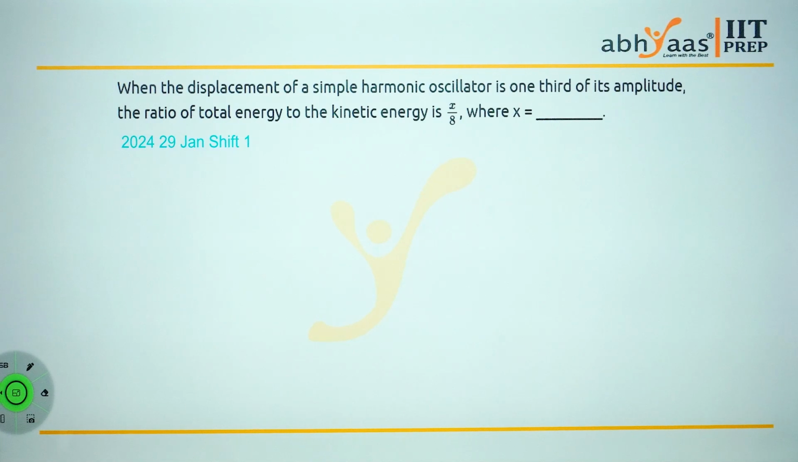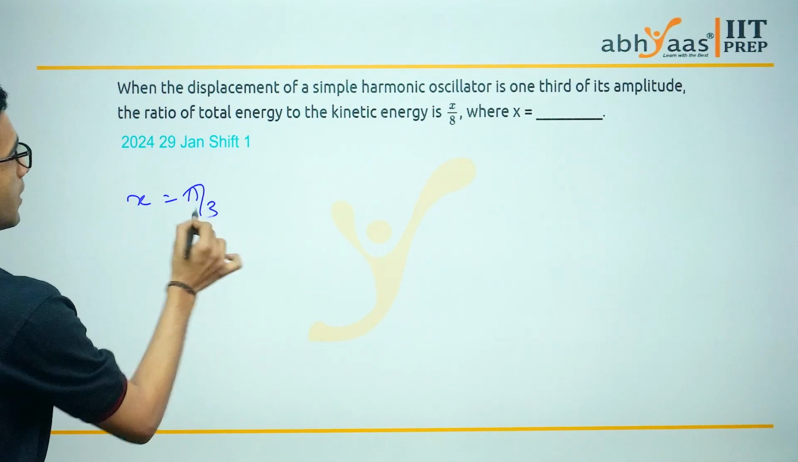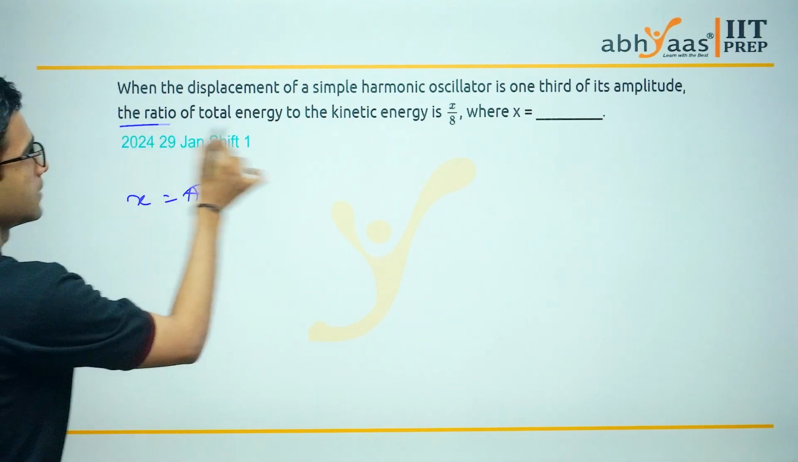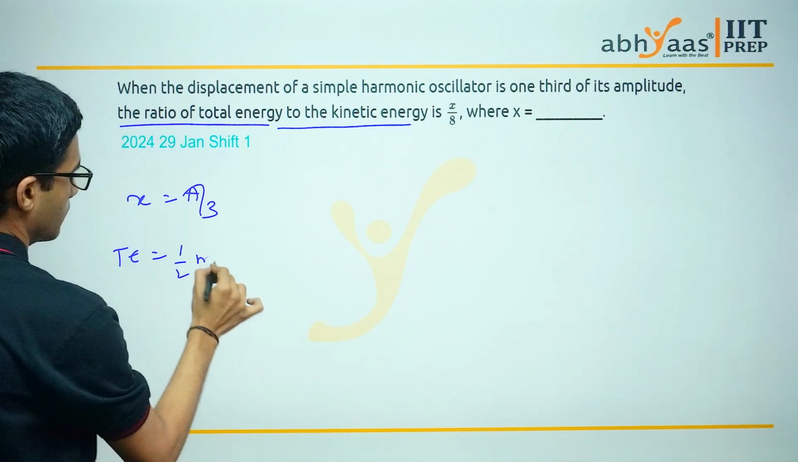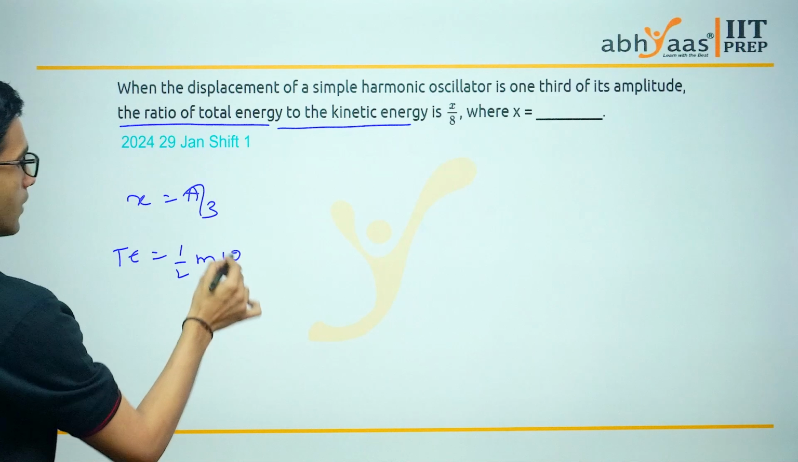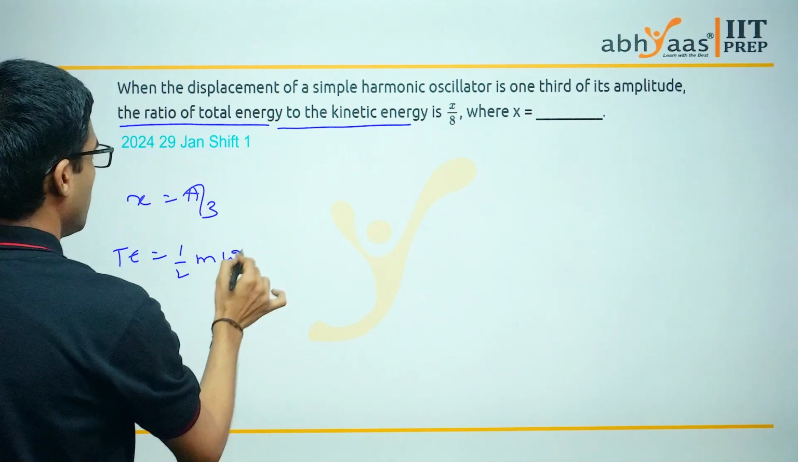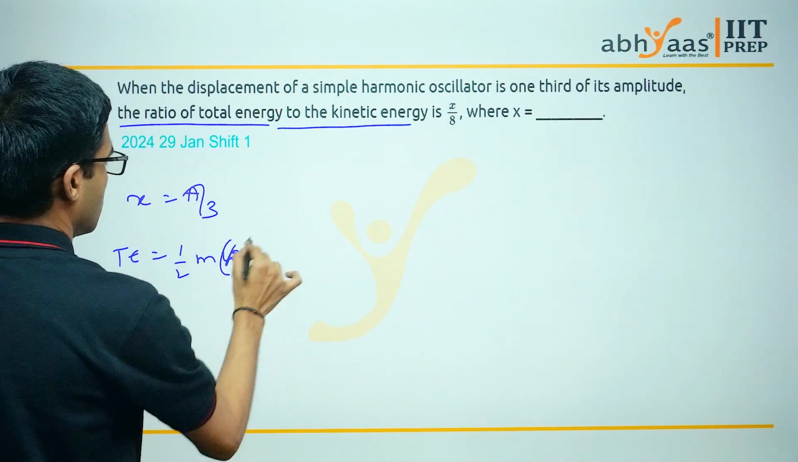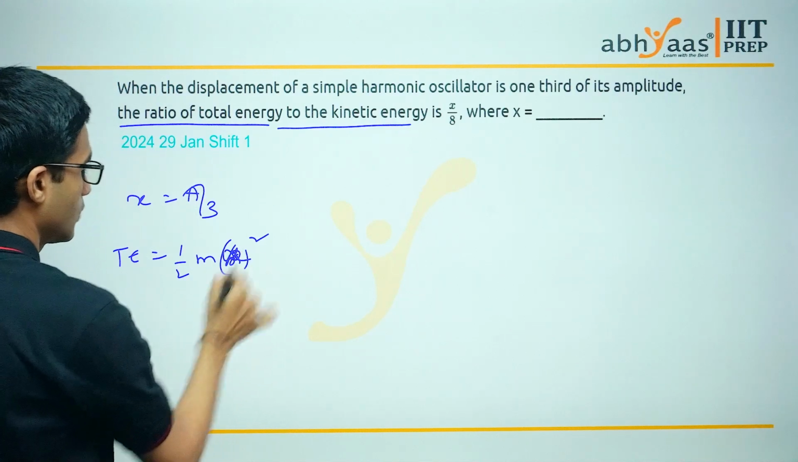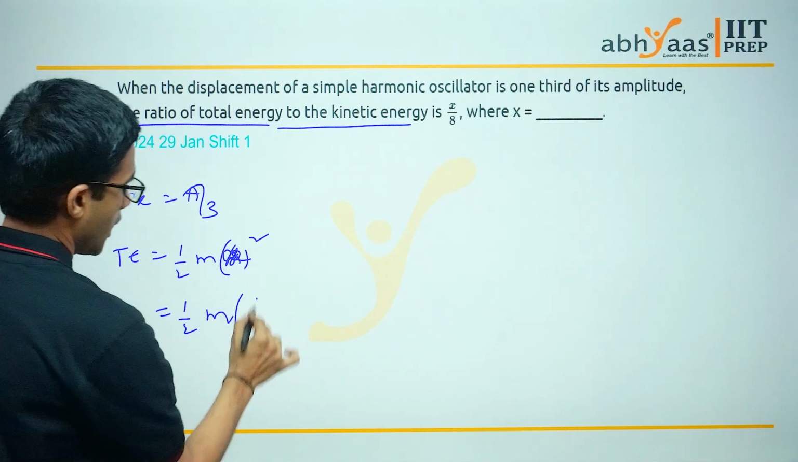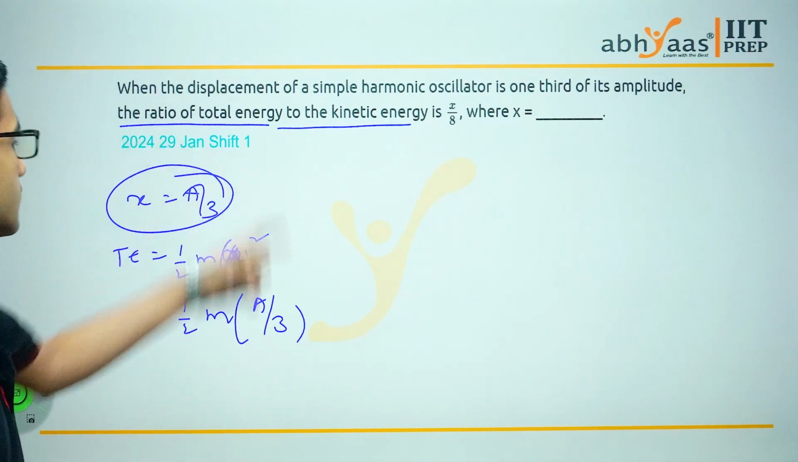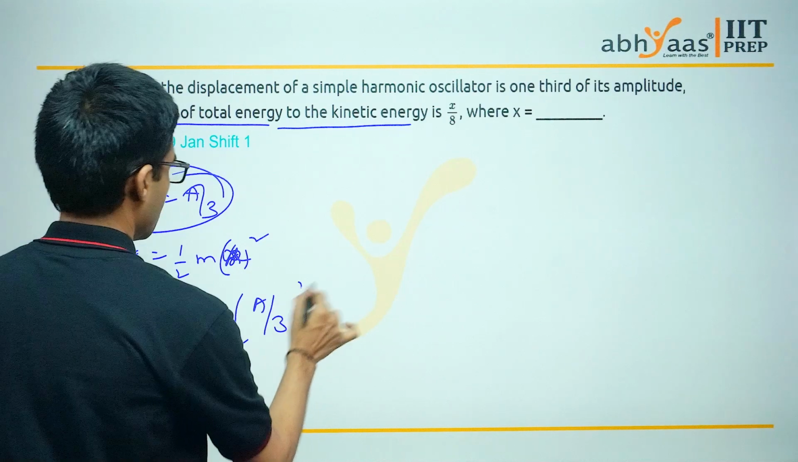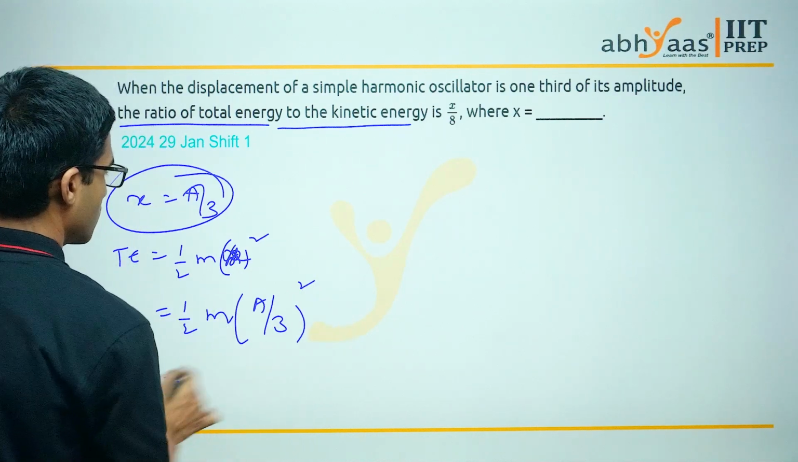When the displacement of the particle is a by 3, you know that the total energy is the kinetic energy. So total energy is equal to half m omega square a square. In place of x square, you need to write a by 3 square. So here the total energy is given by this.